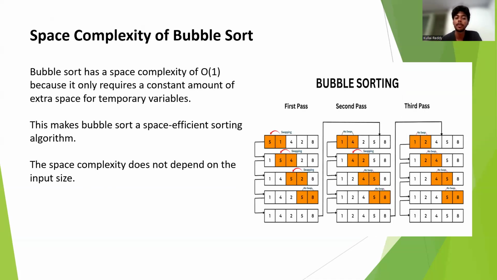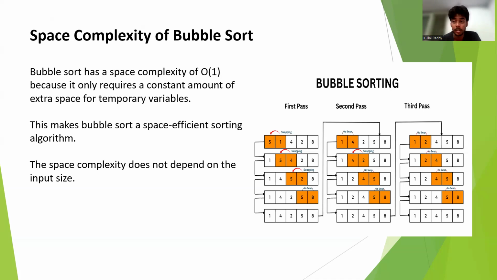Space complexity of bubble sort. Bubble sort has a space complexity of O(1) because it only requires a constant amount of extra space for a temporary variable. A very important point, and it can be asked in viva questions also. This makes bubble sort a space efficient sorting algorithm. The space complexity does not depend at all on the input size. This is about space complexity, and the space complexity is O(1).